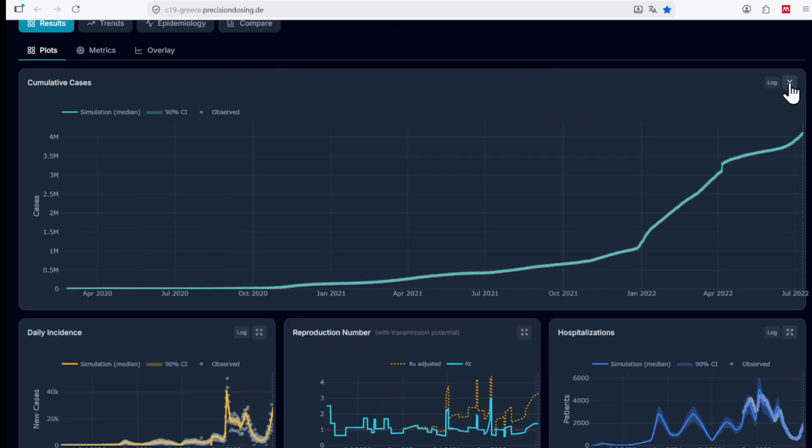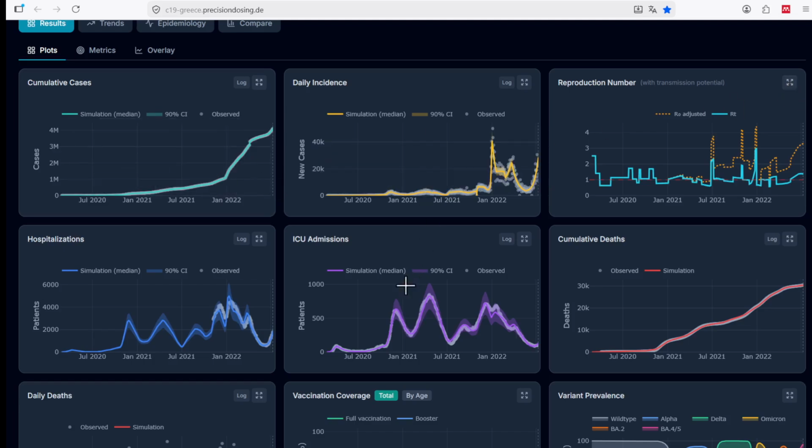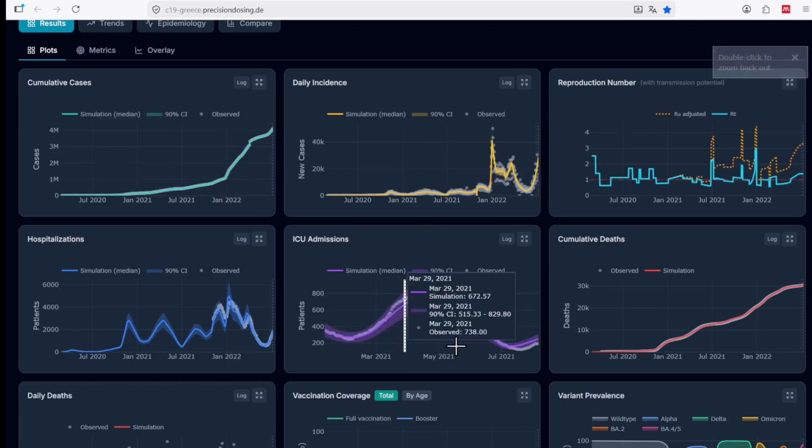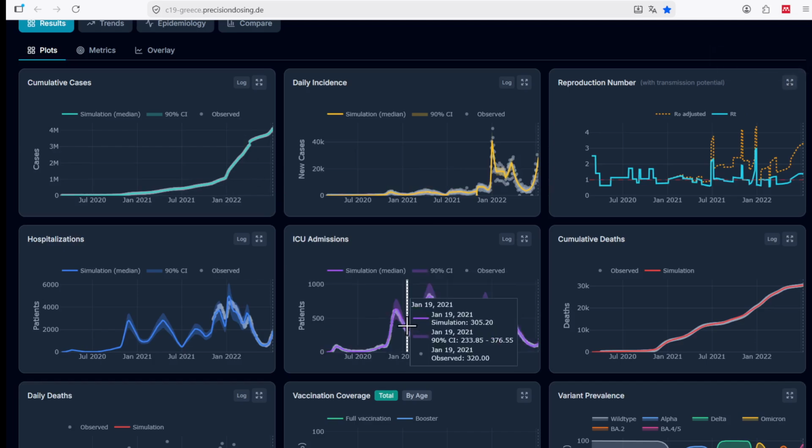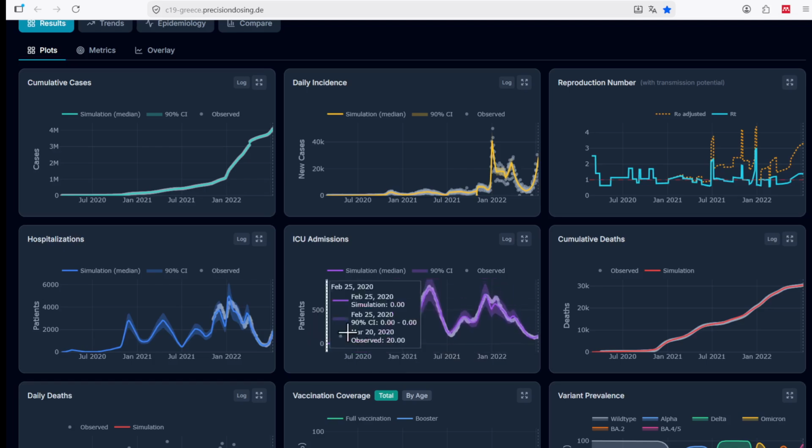To zoom into a plot, drag the mouse across the area you want to enlarge. To zoom out, double-click in the plot area. To shift the X and Y axis, drag the mouse along the axis. Hover over the plot to see the numbers for each respective day.